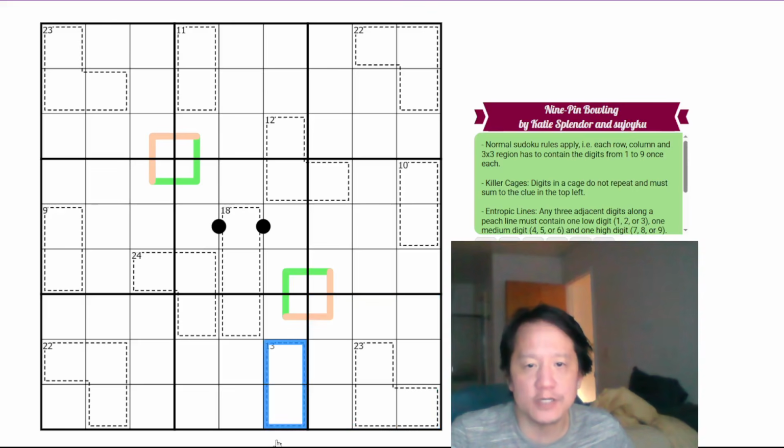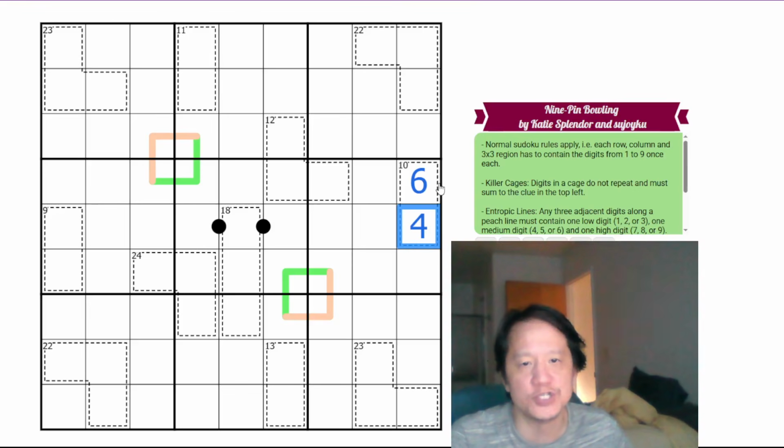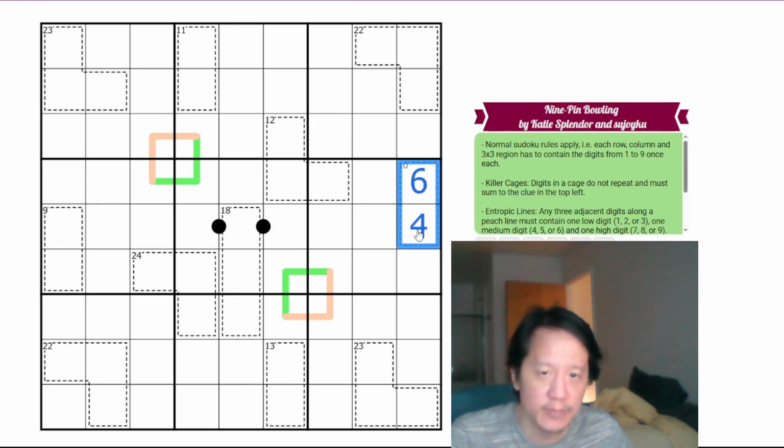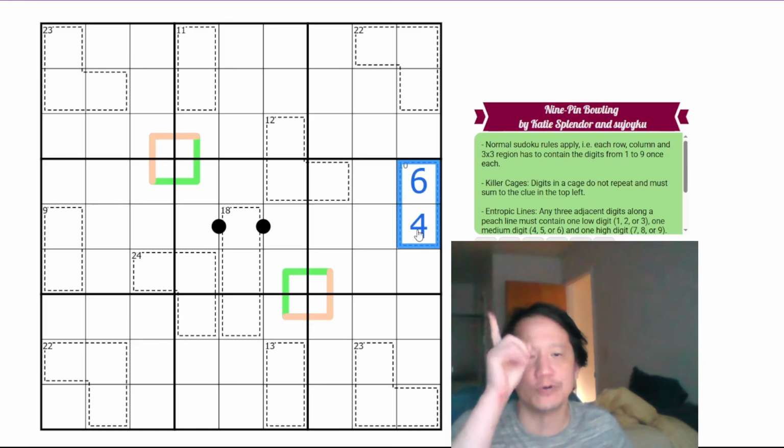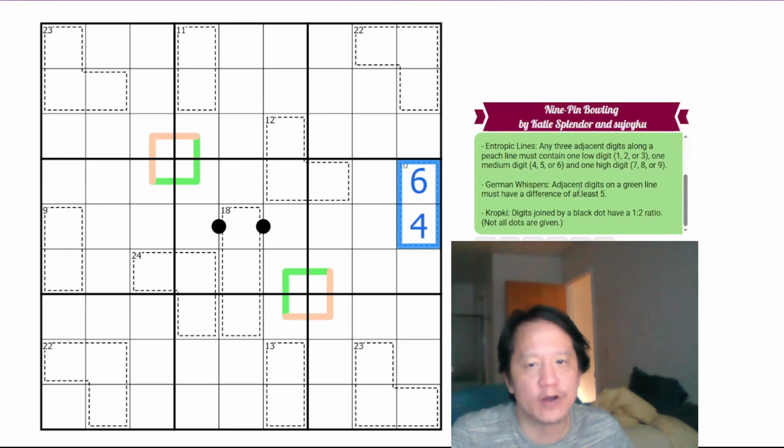We have killer cages where digits in a cage do not repeat and must sum to the clue in the top left. So, for example, if this were, say, a 6, this would have to be 4, because these two digits must add up to 10, because there's a 10 in the top left corner of that killer cage. And that's an example of how killer cages work.